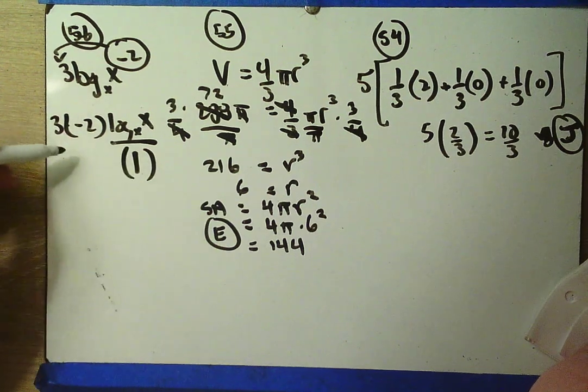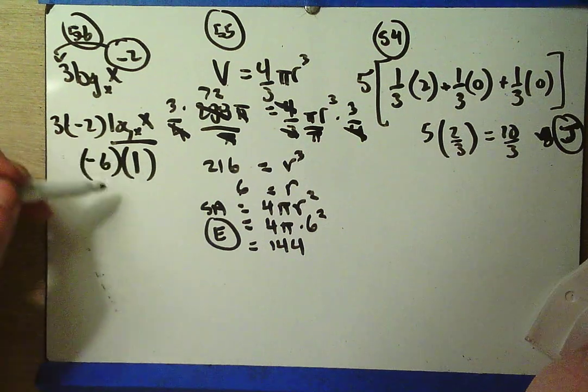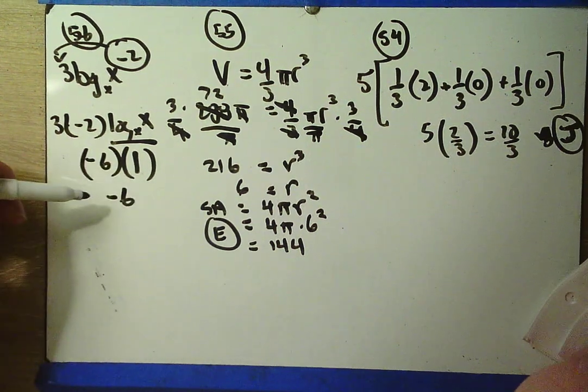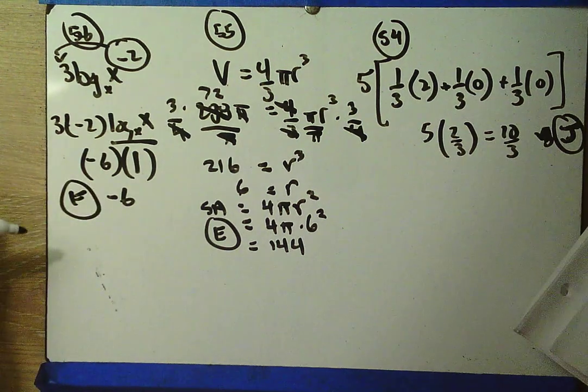We called it log base b of b. 3 times negative 2 is negative 6. Negative 6 times 1 is negative 6. So this expression is equal to negative 6, which is choice F.